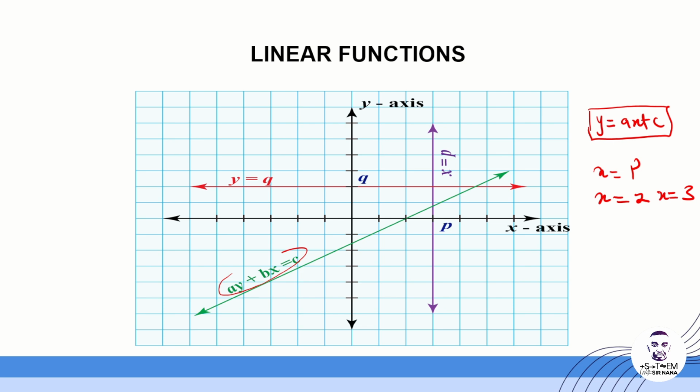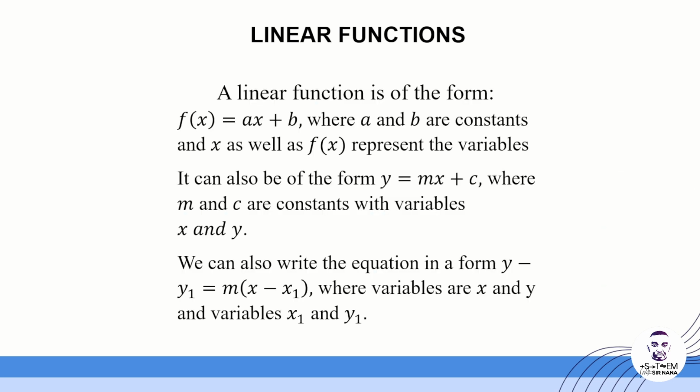And then we also have the horizontal line where we have y is equal to q. For instance, y is equal to 2, or probably y is equal to -3, which could have existed down here, right? So these are all linear functions. When we talk about a linear function, it's a function of the form f of x is equal to ax plus b.